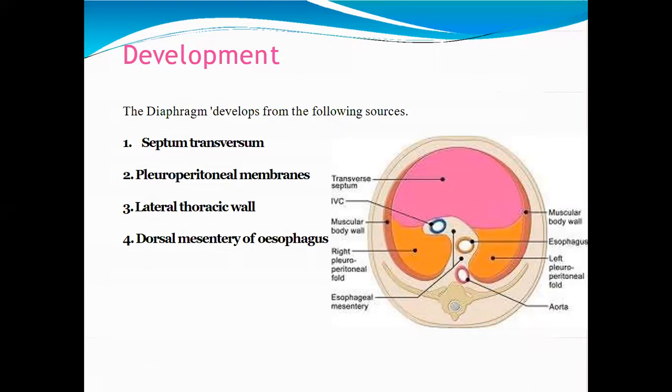So of the three, we have the biggest, the inferior vena cava, which you see here. Then we have the esophageal opening, and finally, most posteriorly, we have the aorta.